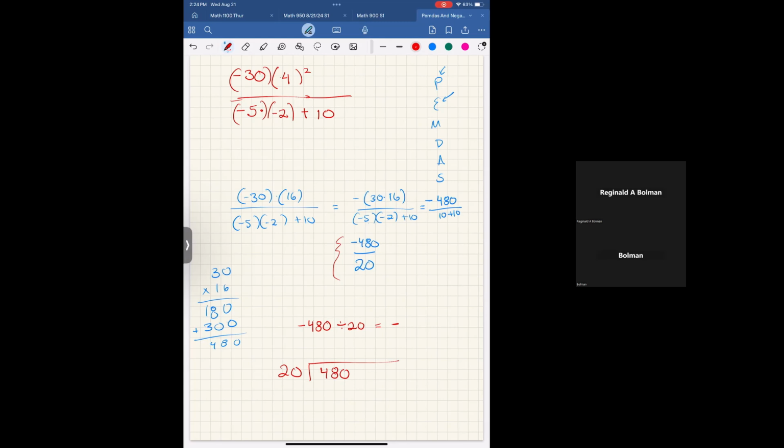Another thing that should be noted is that because 480 is a multiple of 10, and we're dividing it by another multiple of 10, we can actually do a reduction of this fraction, which we'll talk about when we get to the fraction section. We could actually rewrite this if we wanted to as negative 48 divided by 2. But say we didn't want to do that. Say we wanted to just go ahead and calculate negative 480 divided by 20.